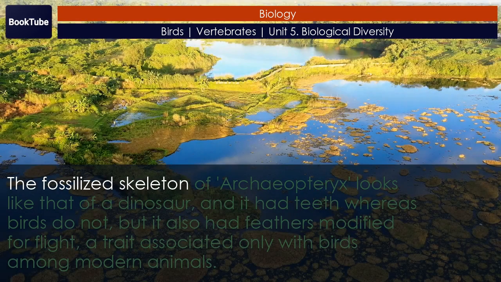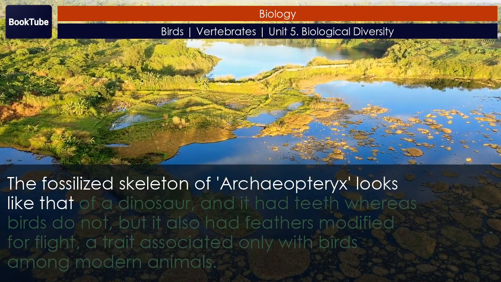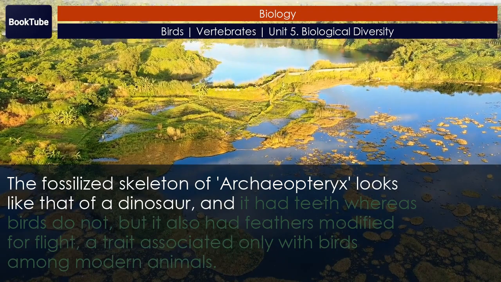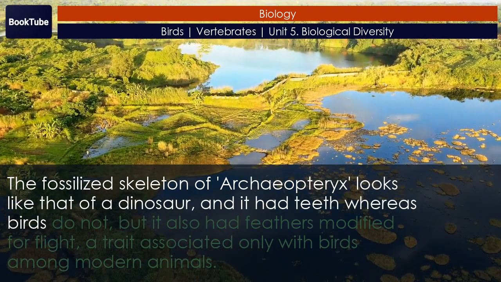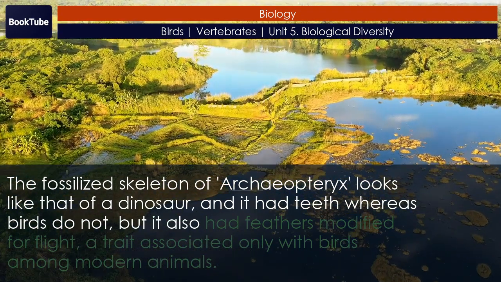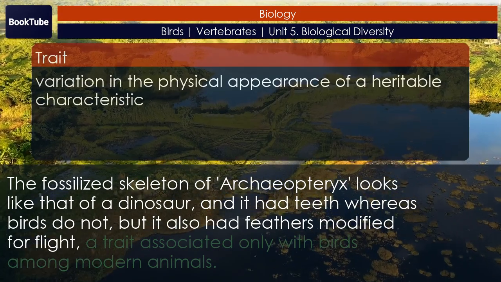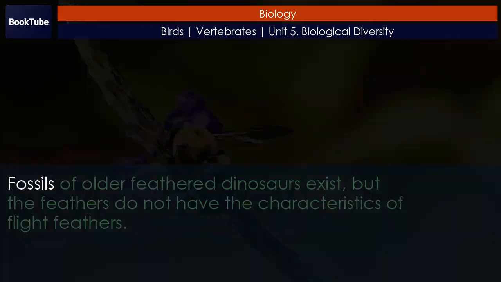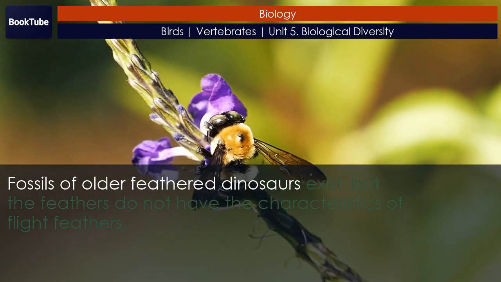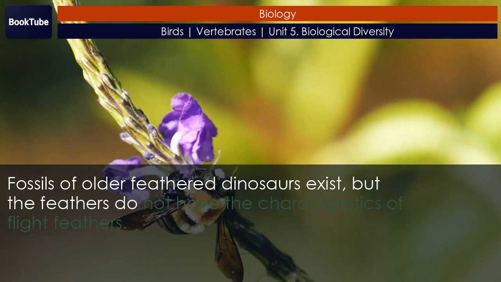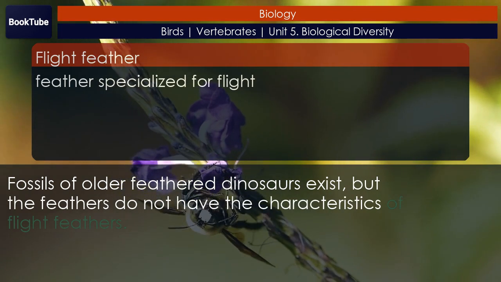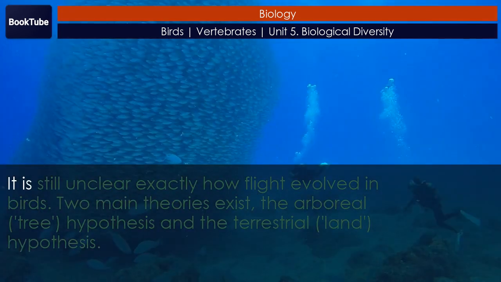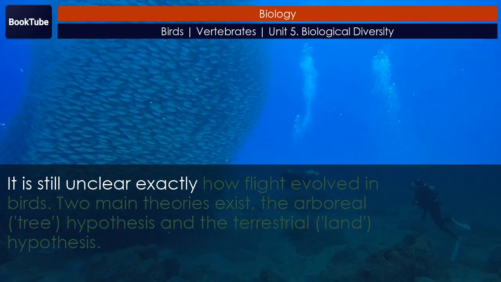The fossilized skeleton of Archaeopteryx looks like that of a dinosaur, and it had teeth whereas birds do not. But it also had feathers modified for flight, a trait associated only with birds among modern animals. Fossils of older feathered dinosaurs exist, but the feathers do not have the characteristics of flight feathers. It is still unclear exactly how flight evolved in birds.